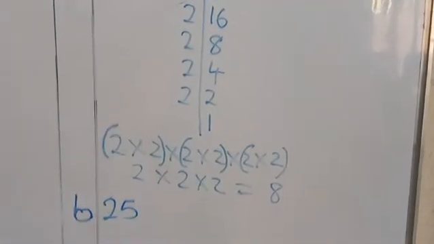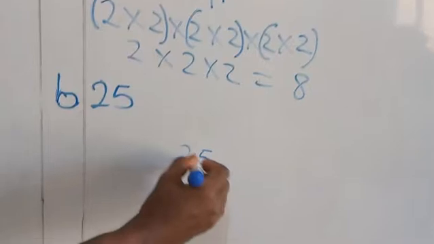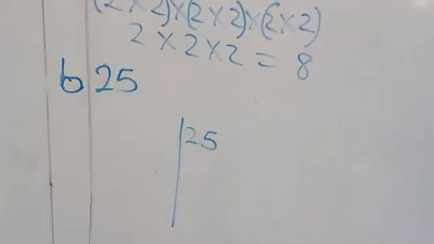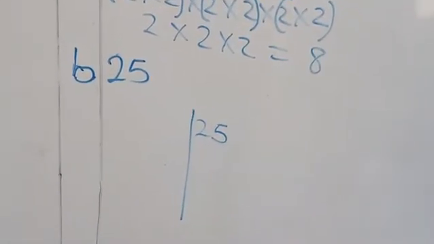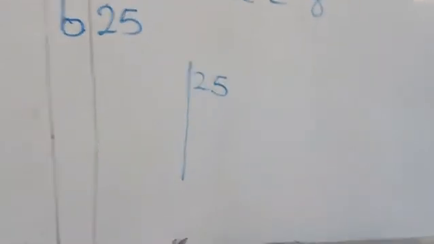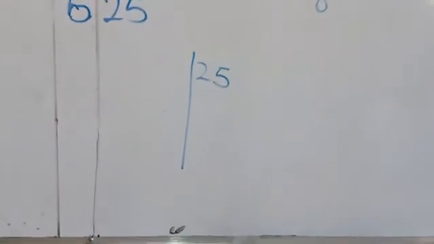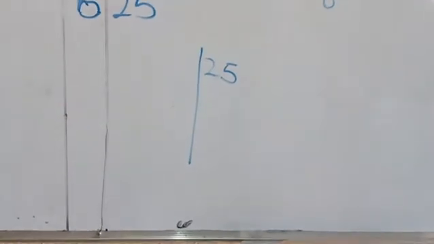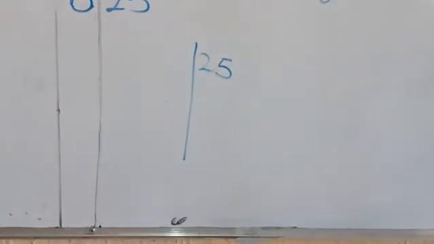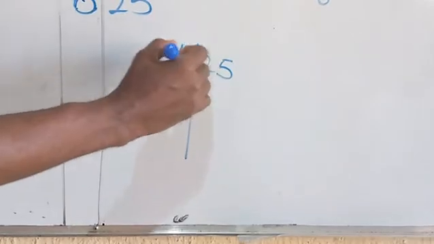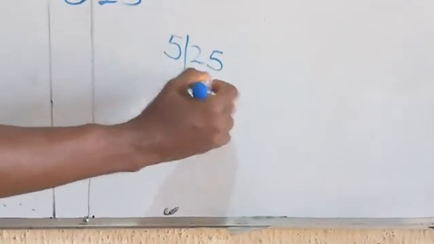Let's do the same thing here. Find the square root of 25 using prime factors. Now, because 25 is not an even number, we cannot use 2. We cannot use 3 either, because 25 cannot be divided by 3. We cannot use 4, but we can use 5, because 5 times 5 is 25. So let's use 5. 25 divided by 5 will give us 5.